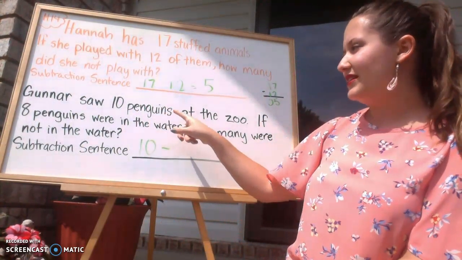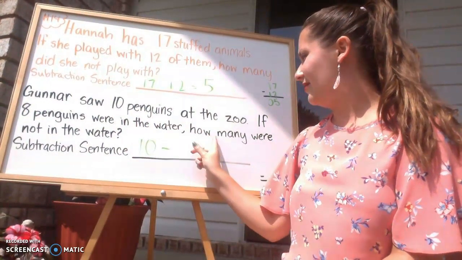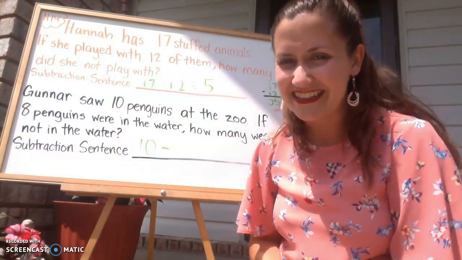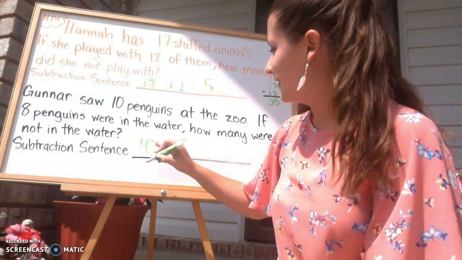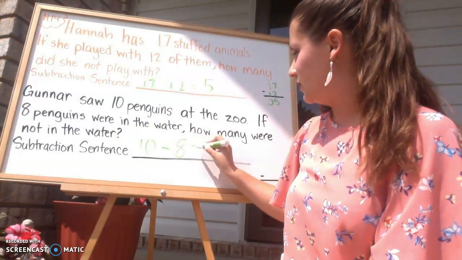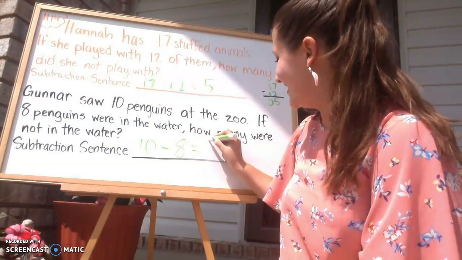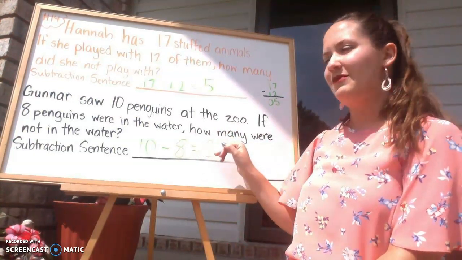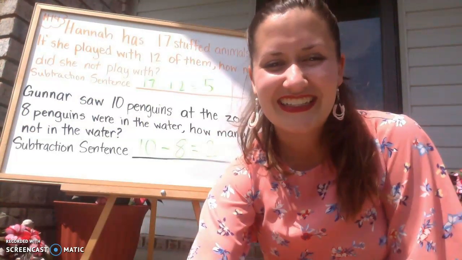Gunnar saw 10 penguins at the zoo. If 8 penguins were in the water, how many were not? So what should we take away from 10? 8. Very good. So we'll put our 8 right here. 10 minus 8 equals... Did you think of it? Way to go! It's number 2. 10 minus 8 equals 2. So how many penguins were not in the water? Only 2. I can't wait to see your work.